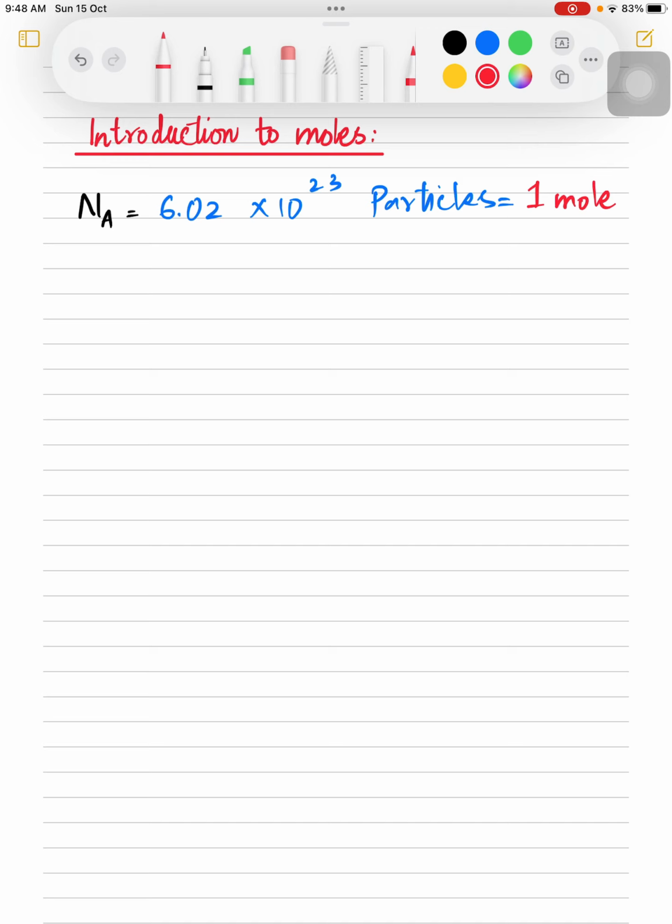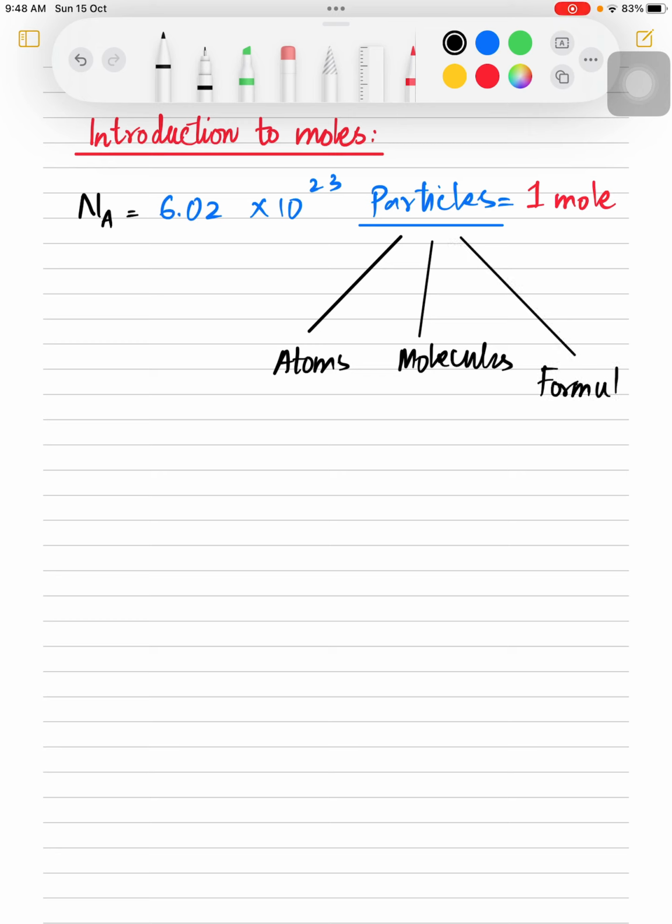So what are particles? The question is this. Particles could be three things. The first thing is particles could be atoms, particles could be molecules, or particles could be formula units. So you might be thinking, sir, why are the particles so different? The answer is, for the atoms, for example, if any element is uncombined like carbon, like sulfur, like silicon, like argon, these are uncombined, so we can call them particles.